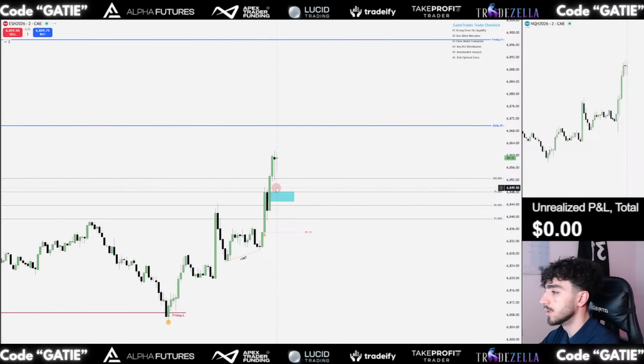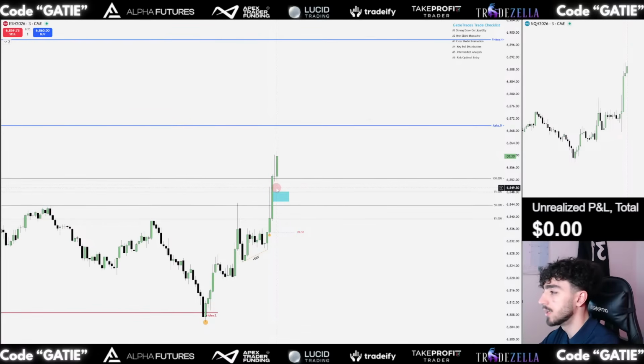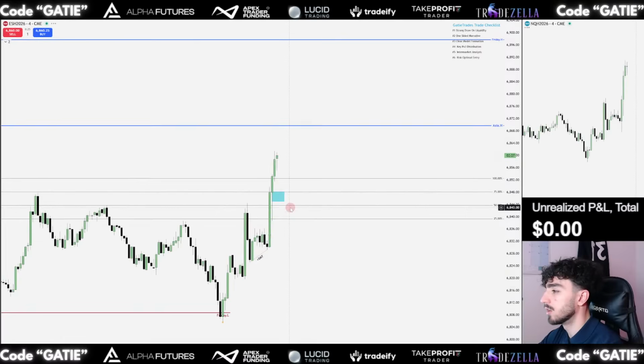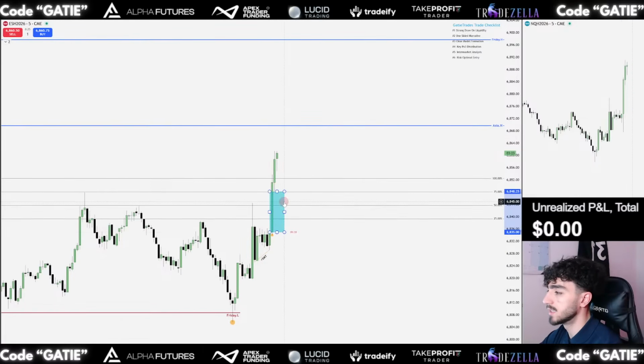So I'll go 2 minute, nothing too clear. 3 minute, there's a gap in here, but it's quite small. 4 minute, pretty decent gap. 5 minute, very nice, obvious fair value gap, right? A nice 50% level in the upper portion. I can see that clearly. So I'm looking at the 5 minute gap right now.